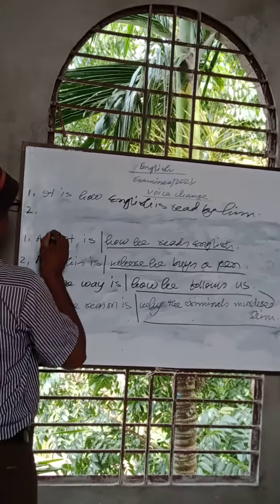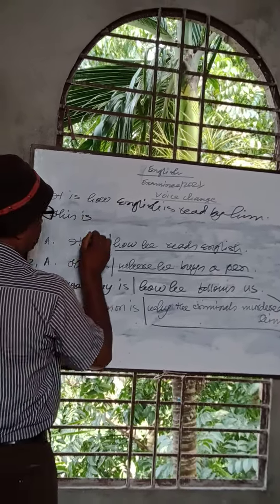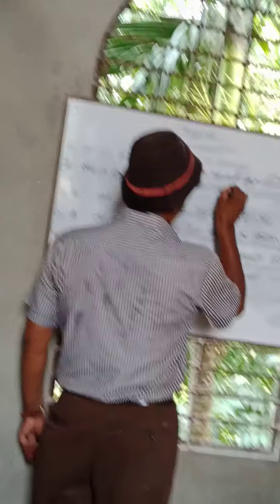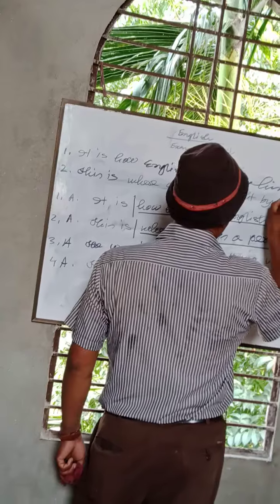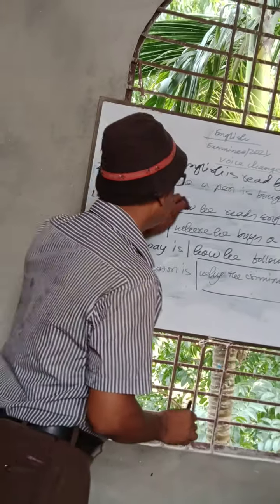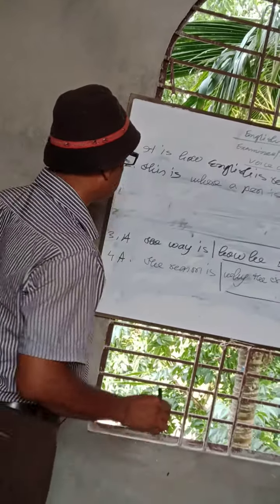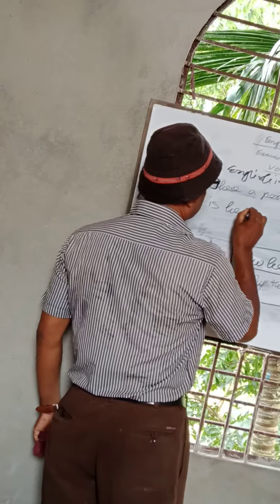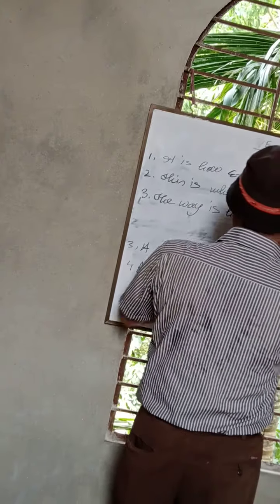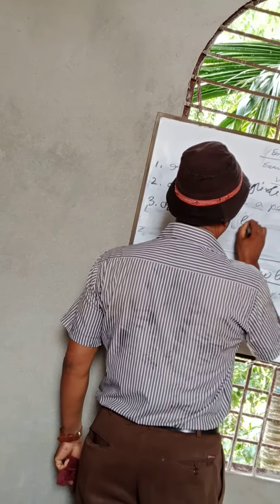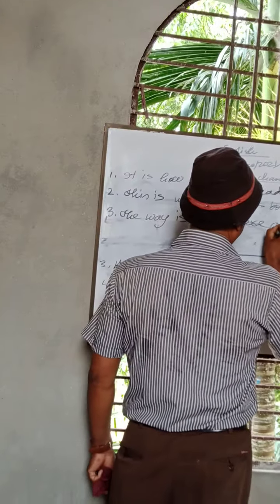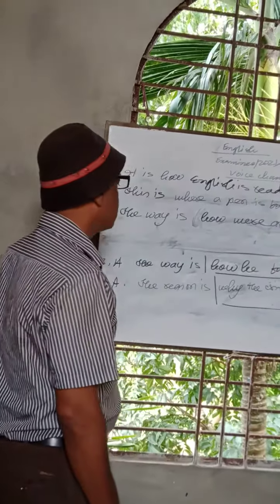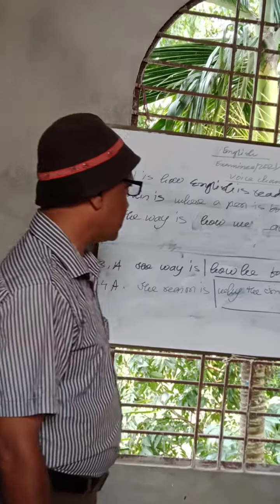Number 2. This is where a pen is bought by him. Clear? This too is clear. Number 3, the way. The way is how we are followed by him.